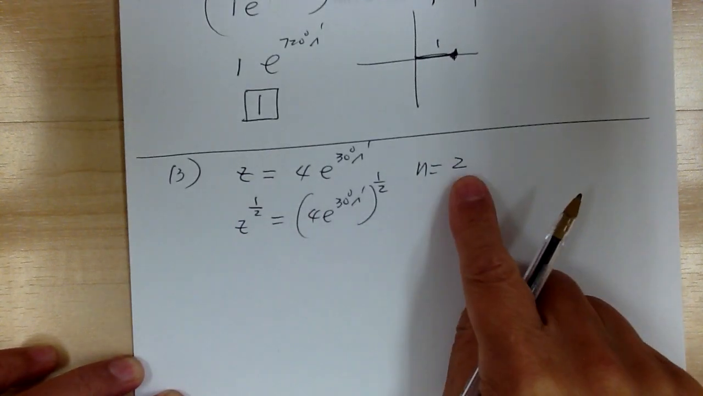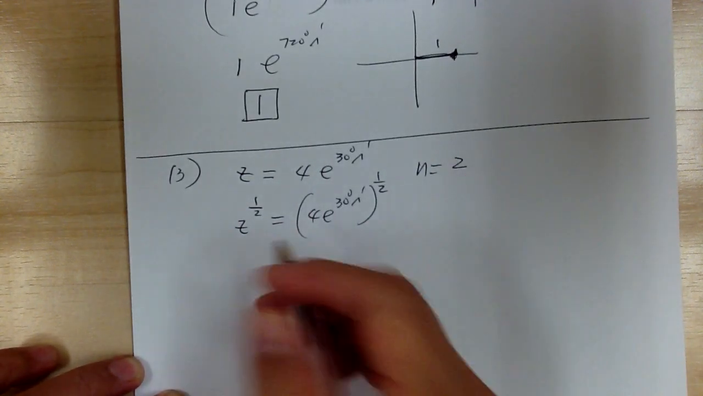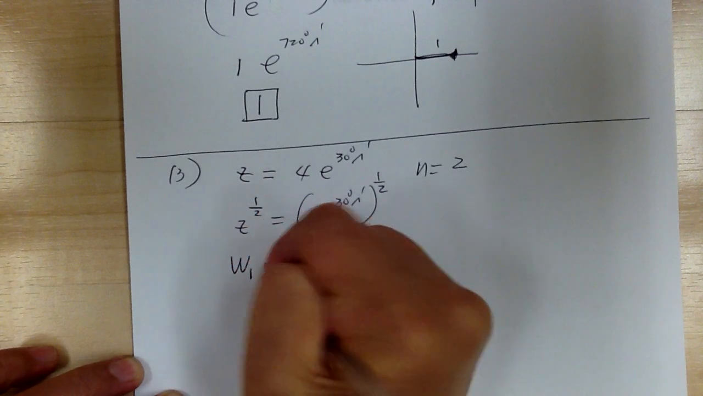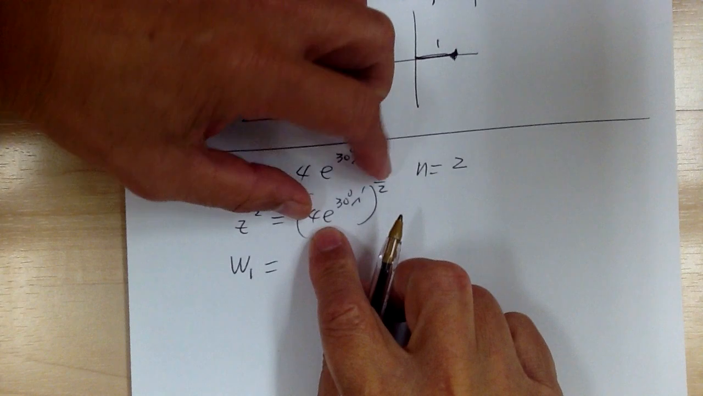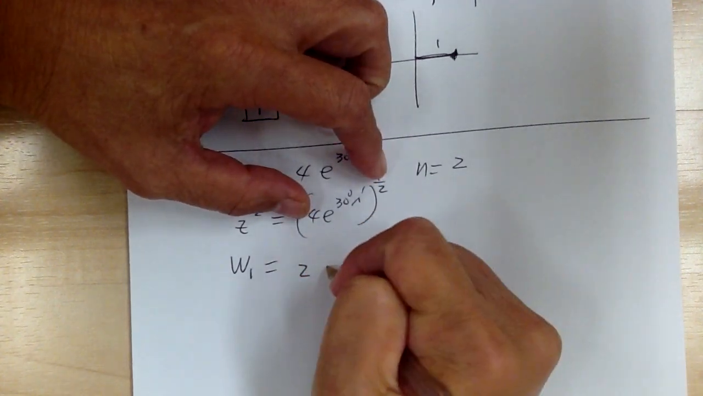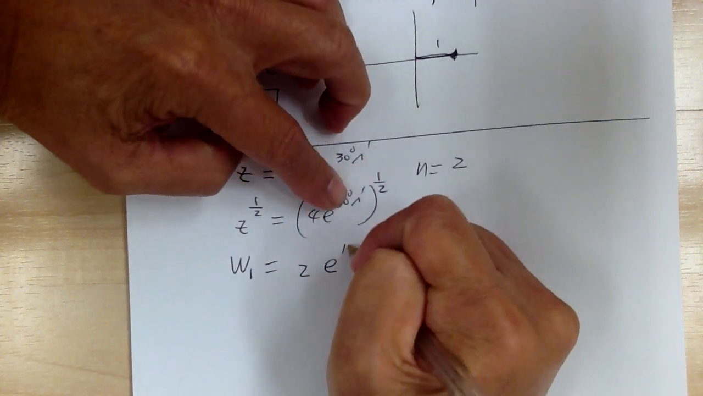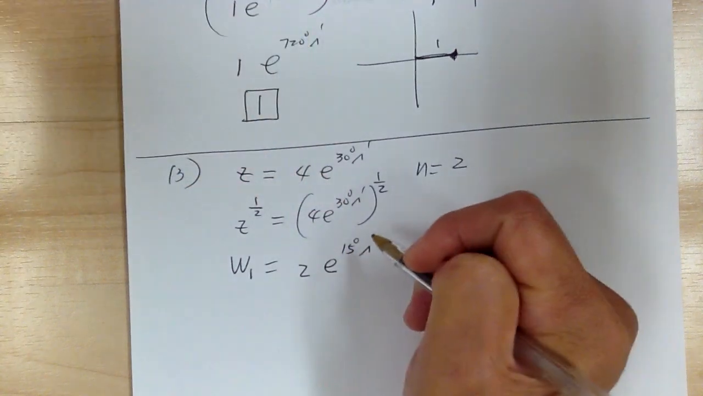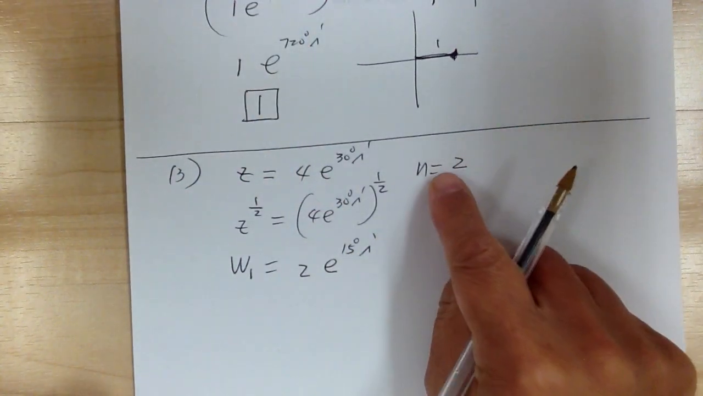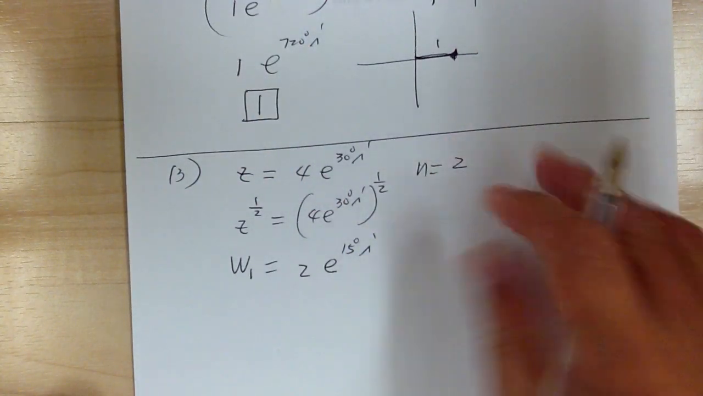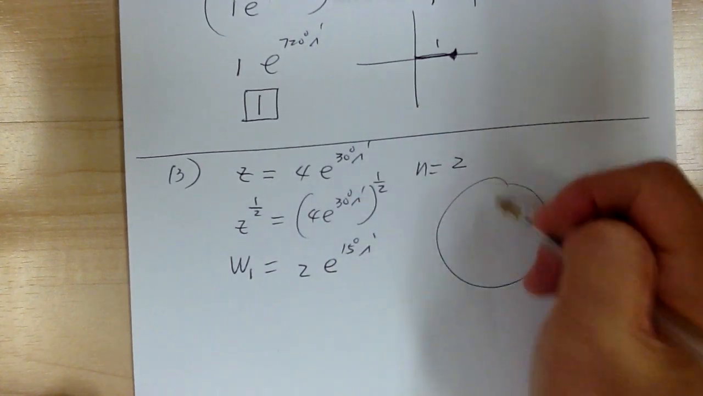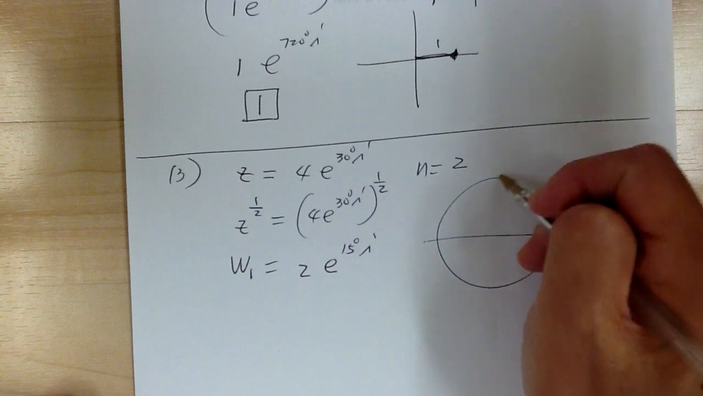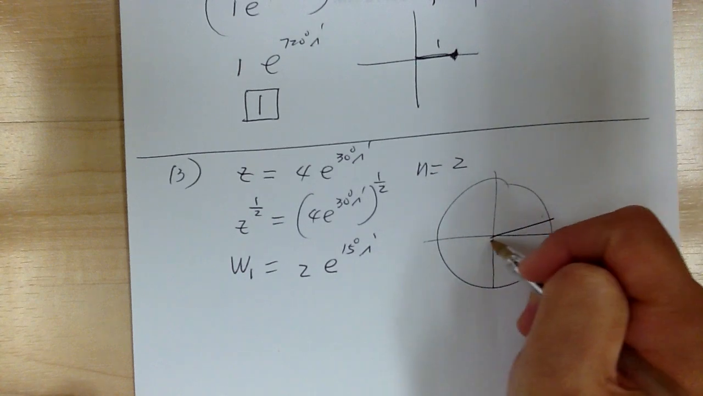So now when n equal to 2, you're going to get 2 answers. So this becomes W1. W1 would be 4 to the half power, or the square root, which gives you 2 e to the 15 degree i. Now since there are 2 answers, the answers are going to spread out evenly around the circle. So if 15 degrees, you're going to get right over here.